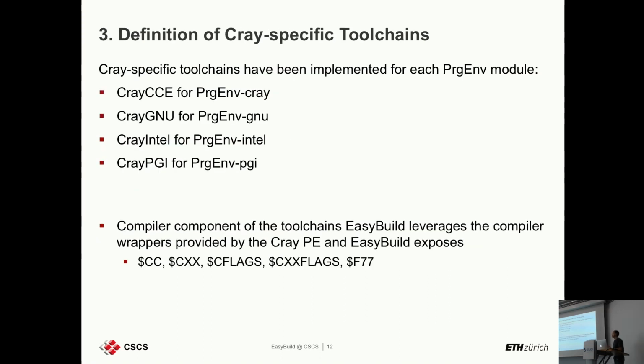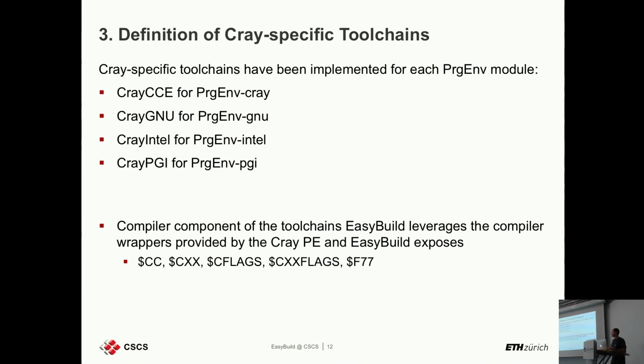So we started. Peter and Kenneth did the toolchains for the programming environment from Cray, from GNU, and from Intel. The last one was made by someone at CSCS. Jean-Guillaume did the programming environment PGI. It was missing, so he just contributed back. I think that's the story.